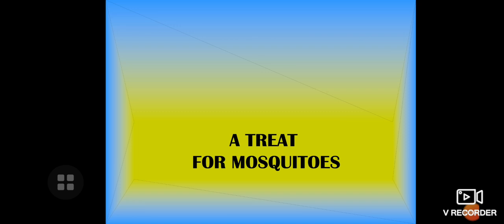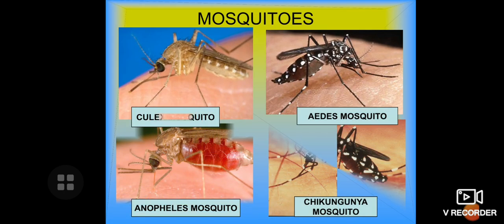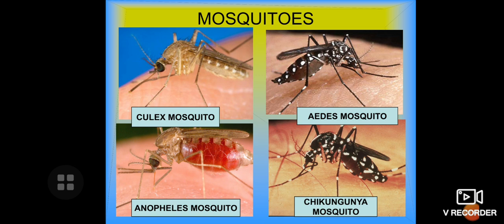Our new chapter, the first chapter for evaluation 2, is A Treat for Mosquitoes. Here is the mosquito I have shown you, and this is the female Anopheles mosquito, as you know. And here are the 4 different types of mosquitoes: Culex mosquito, Aedes, Chikungunya mosquito and Anopheles mosquito. These are the names of the mosquitoes only, children, and from here you know which type of disease they cause.